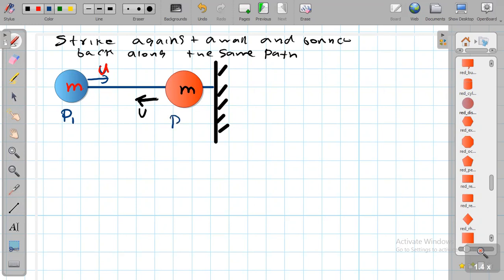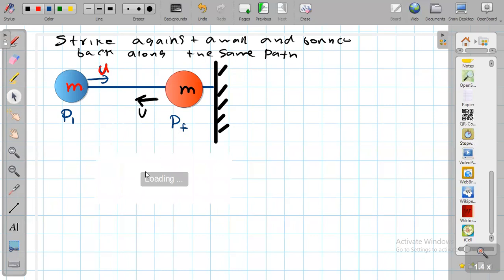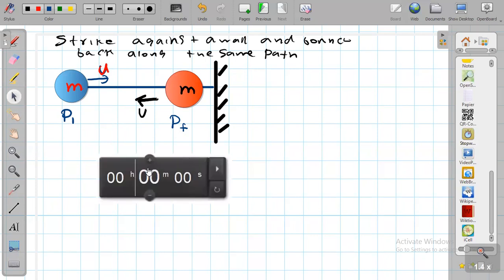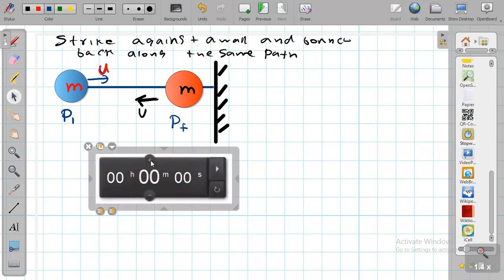Delta P equals Pf minus Pi. I'll give you 1 minute only. Try this within 1 minute. After learning this change of momentum, let's go for calculations.